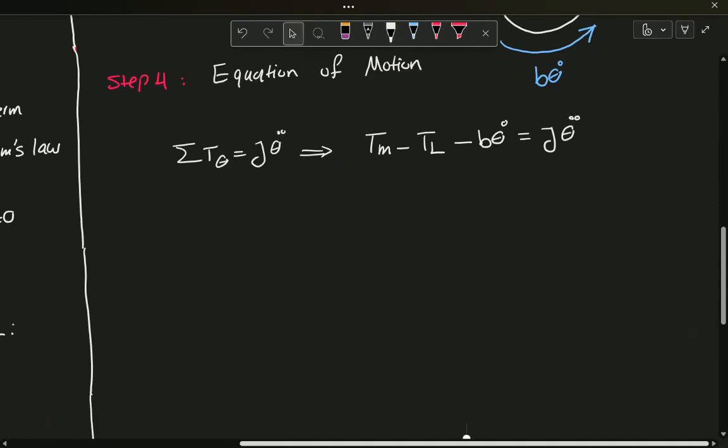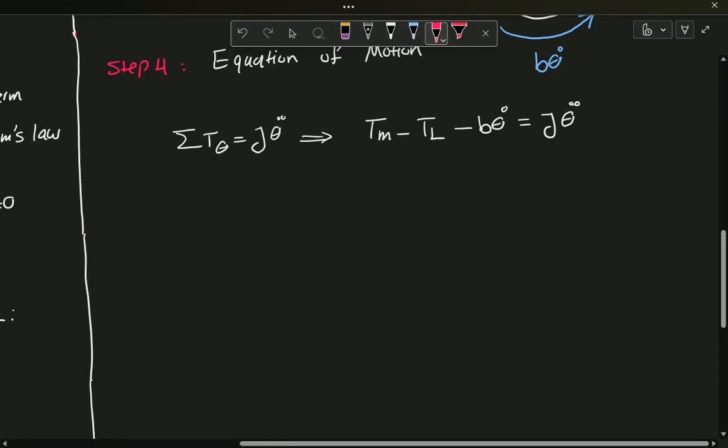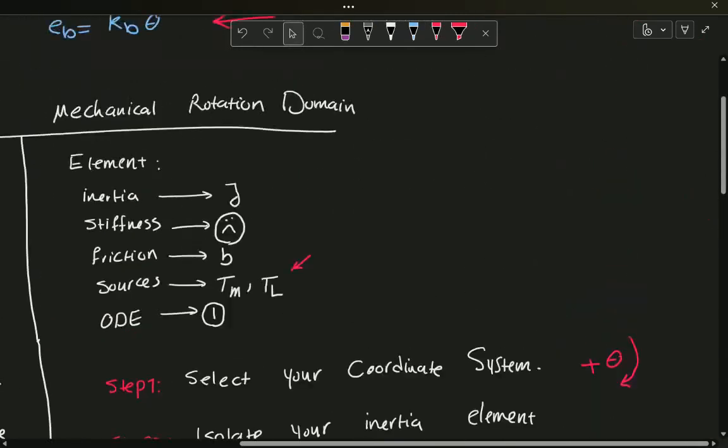Before moving to the next part, note that your Tm is your connection to the mechanical side. So this is going to be Km I. Where did I get this equation? From here.